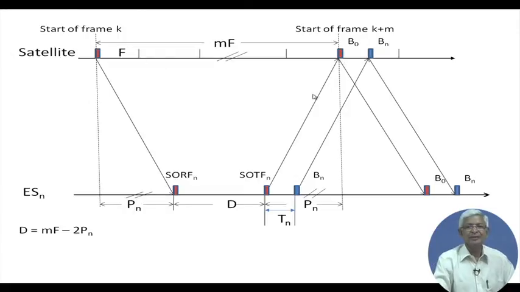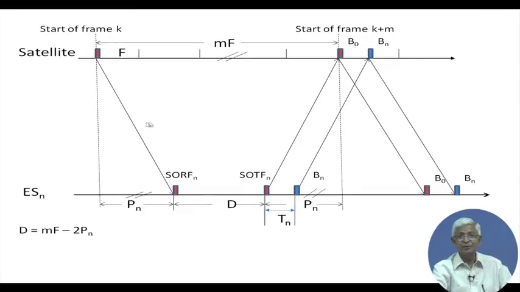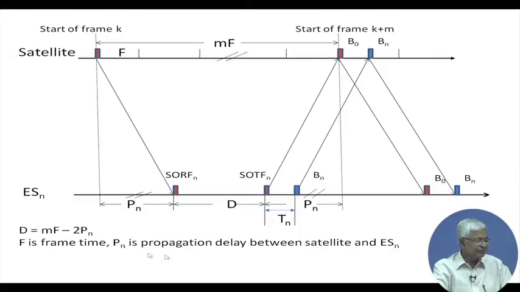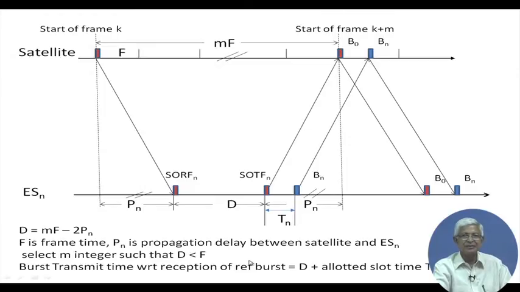Normally these frame durations are very small, of the order of 4 milliseconds or 2 milliseconds, whereas propagation delay is 125 milliseconds. So f is the frame time, and Pn is the propagation delay between the satellite and the station n. You have to select this integer m such that D is less than f. With this condition you can easily find it out. So the burst transmit time with respect to the reception of the reference burst will be D plus Tn, D plus the allotted slot time Tn.